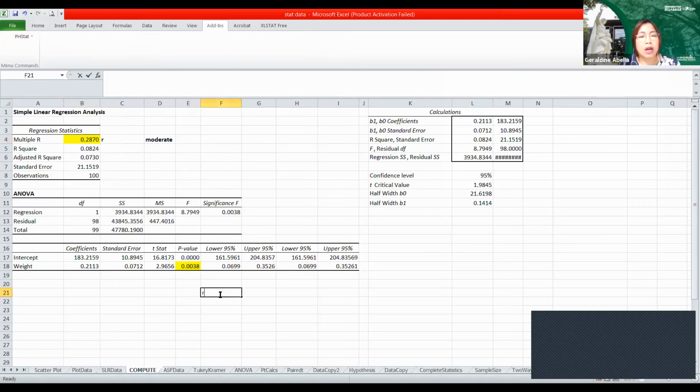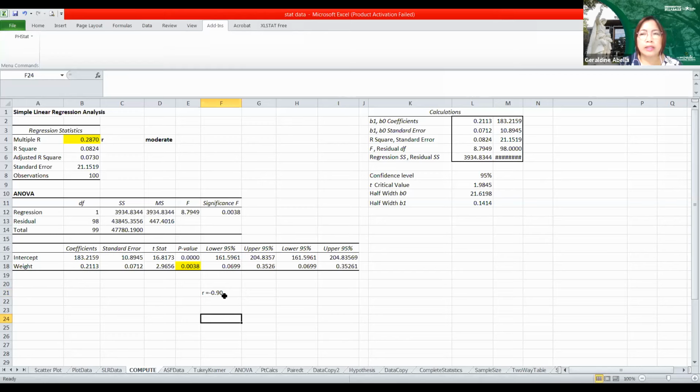What if the value of r is negative? Say, for example, r is equal to negative 0.90. First, what is the direction of the relationship? Describe the relationship if r is equal to negative 0.90 in terms of the direction and the strength. Write your answer in the chat box. What if the computed Pearson r is negative 0.90? How do you interpret it? And if r is significant? Because positive 0.2870 is interpreted as positive moderate correlation between weight and serum cholesterol.